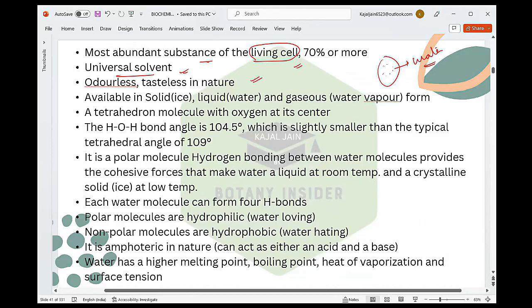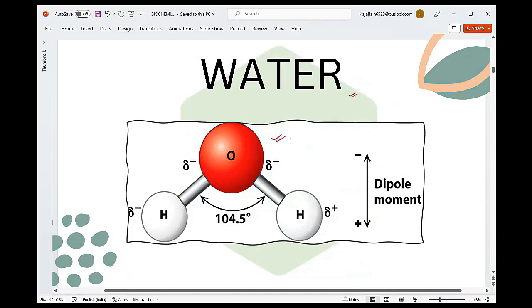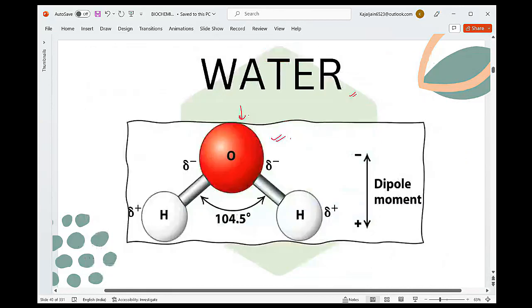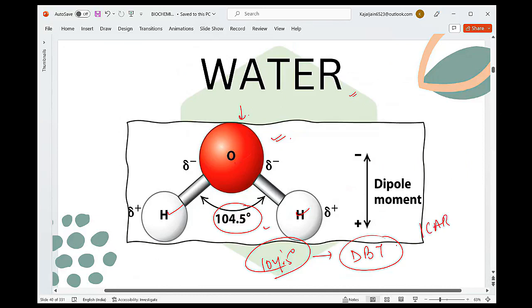Then it is odorless, it is tasteless. There is no odor in water, there is no taste in water, right? It is available in solid, liquid, gas form. Then if you look into the structure, it is a tetrahedron molecule with the oxygen in center. Look into the diagram, this is how it looks like. It is a tetrahedron with oxygen being at the center of the molecular structure. Then if you want to remember about the angle, very very important, remember that the angle between the HOH bond is 104.5. Very important. These type of questions are asked in your DBT examination or ICAR examination.